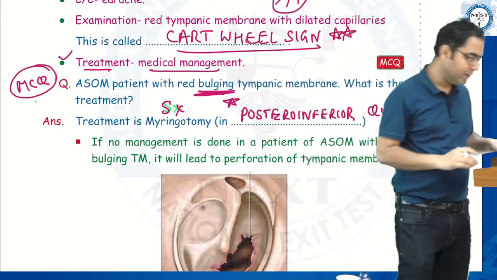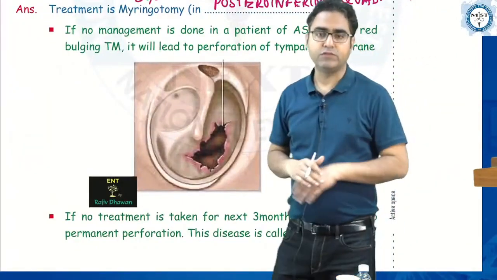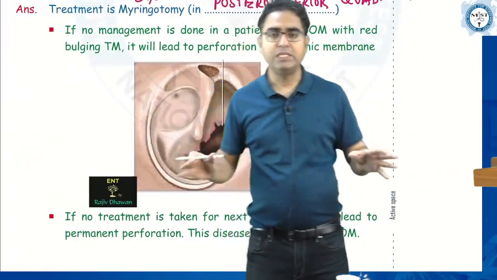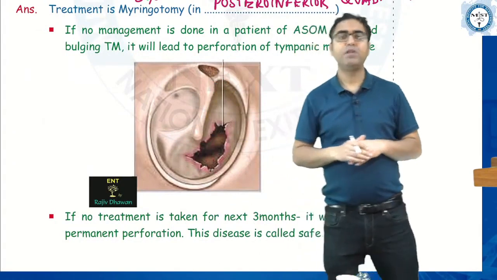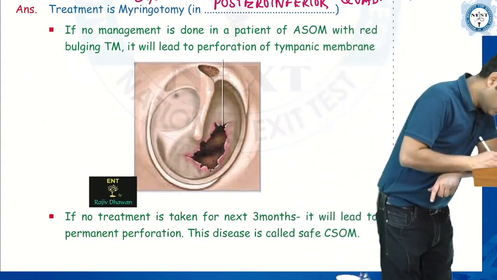Now read it. If no management is done in a patient of ASOM with red bulging TM, it will lead to perforation of the tympanic membrane. Can you see? It will lead to perforation of the tympanic membrane. Please show over here.